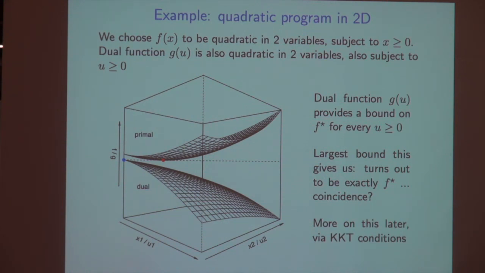It's also 2, right? Because I only have 2 constraints: x1 bigger than or equal to 0 and x2 bigger than or equal to 0. So I have two dual variables, u1 and u2. I did that on purpose so that I could put them on the same graph, just to help visualize them.